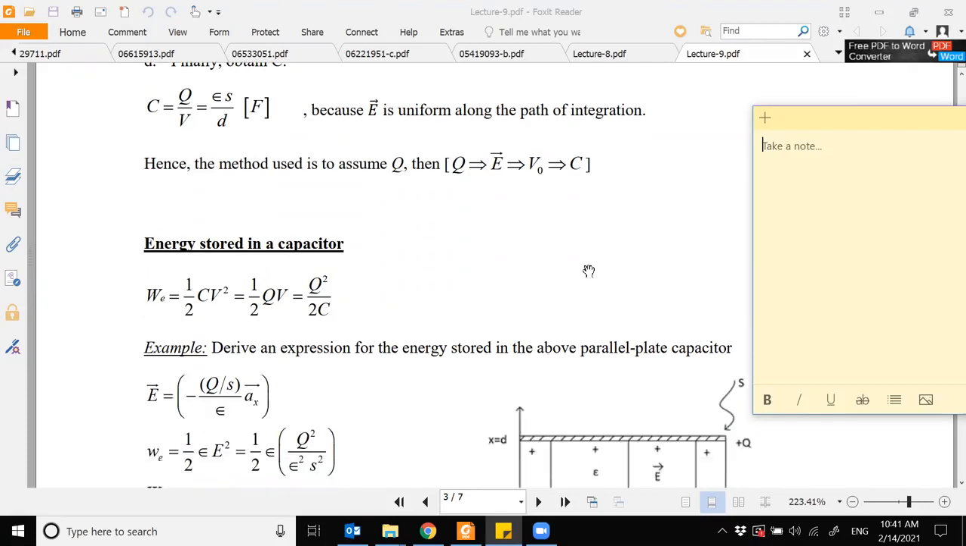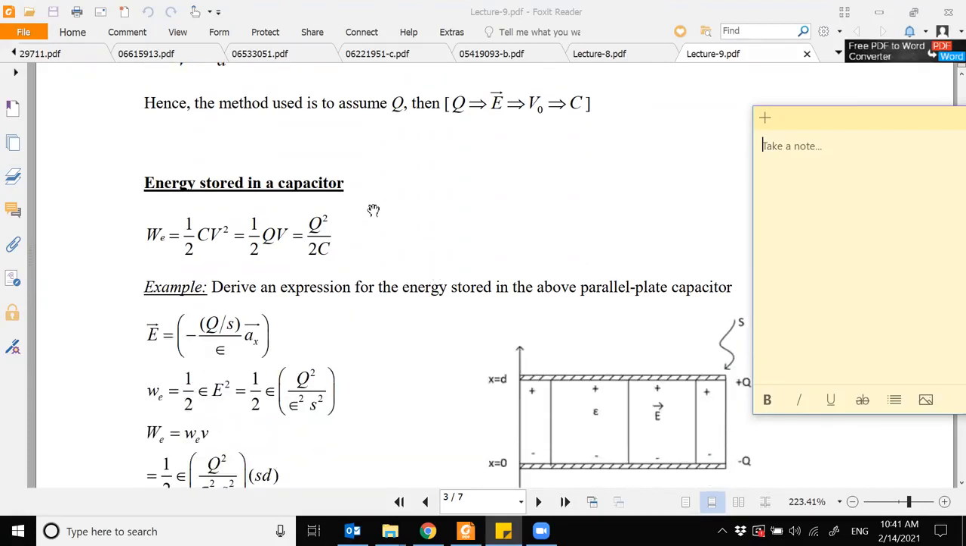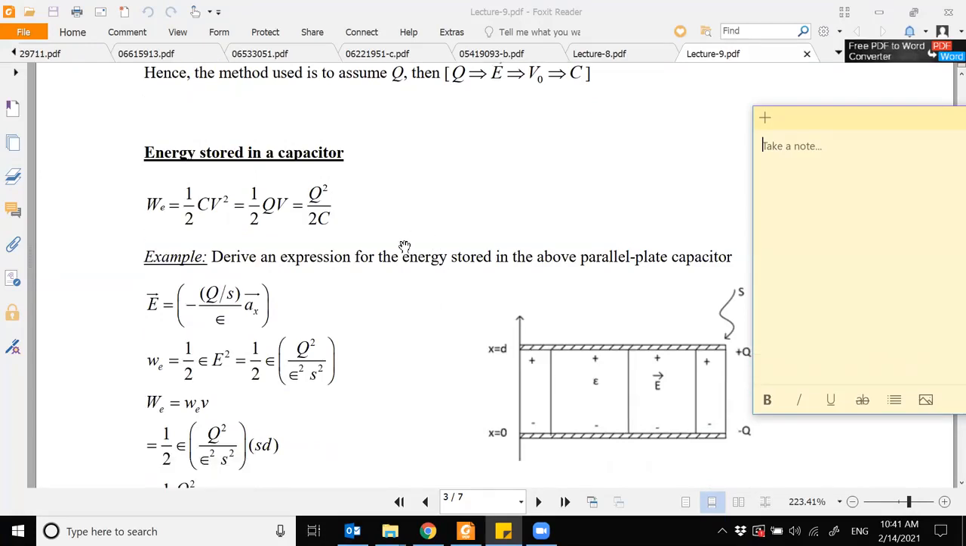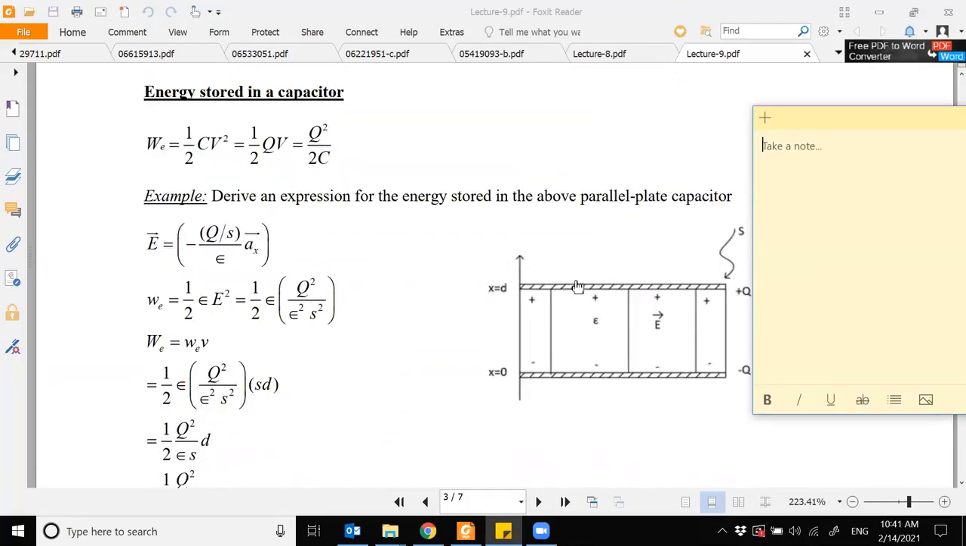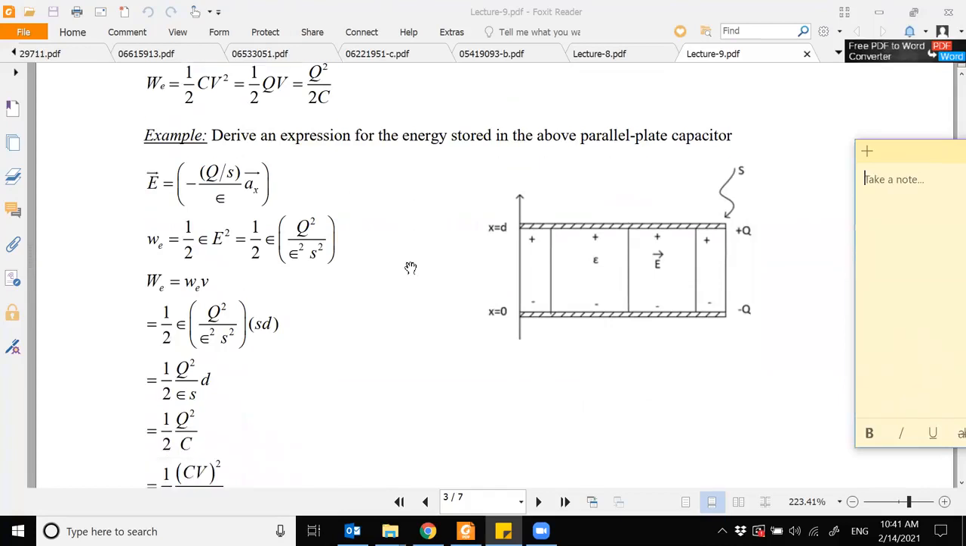Okay. Now, what will be the energy stored in a capacitor? Again, the energy stored in a capacitor is equal to half CV square, or half QV, or Q square over 2C. We have been using these expressions for the energy stored in a capacitor. Now, can we derive it here? Yes, let's derive.